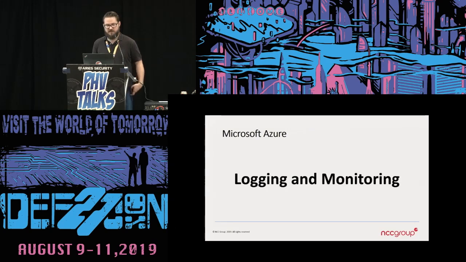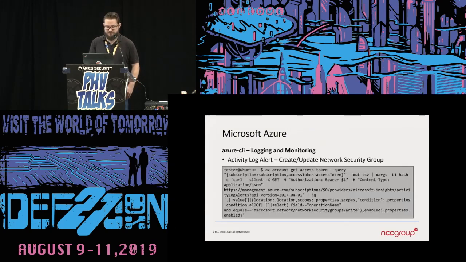So next service that we're going to look at is logging and monitoring. These commands are going to be much longer. You'll see a slide with just the command on it, and then the next slide will actually have the output, just due to how we have to query this service. So the first thing that we're going to look at is activity logging alerts for creating or updating network security groups. And we are going to look for the operation name of Microsoft Network Security Group's write action.